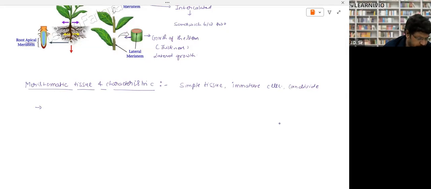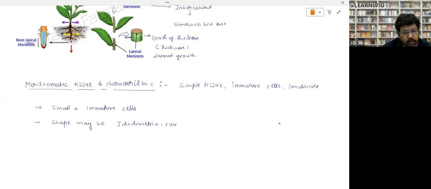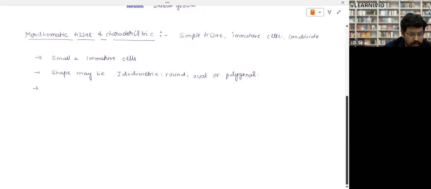Now the characteristics. First, they are small and immature cells. Their shape may be isodiametric, round, oval, or polygonal.